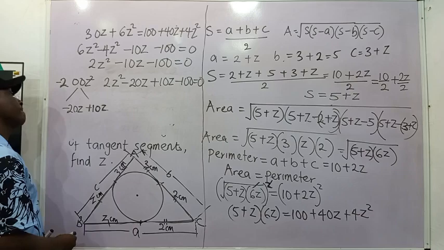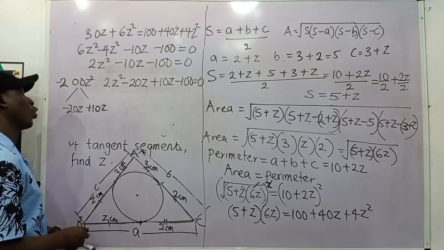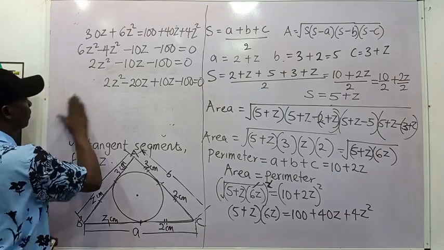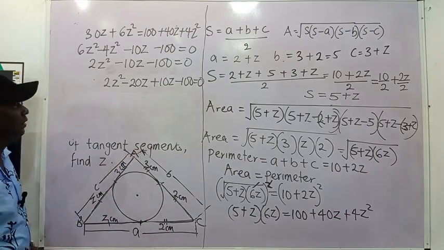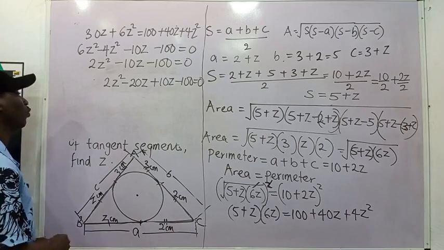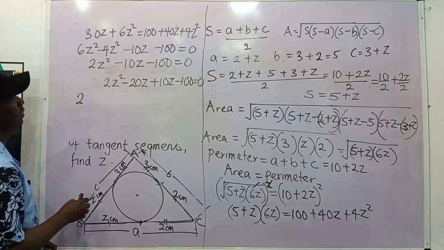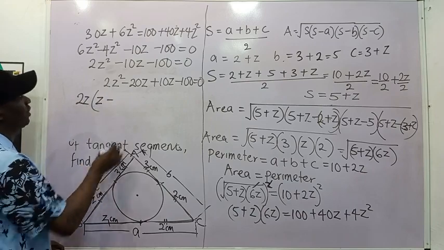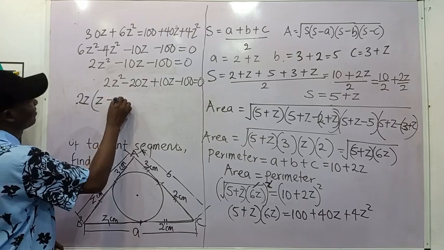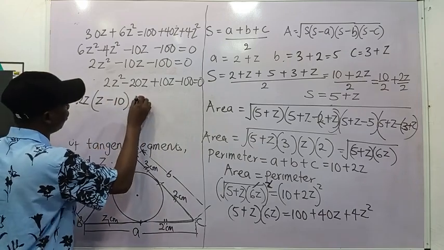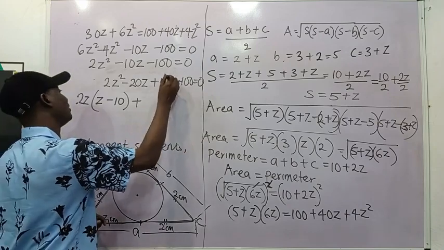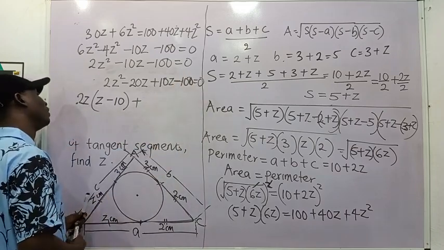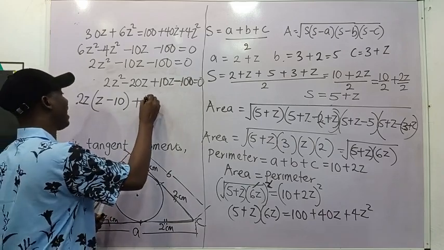So what do we have now? What we are going to have now is to factorize what is common on both sides. So if you factorize now, what we are going to have now is what? What is common is 2z. So 2z squared divided by 2z, we have z. Minus 20z divided by 2z, we have minus 10. Then plus, what is common between 10z and minus 100? What is common is 10. So let's take 10 out.